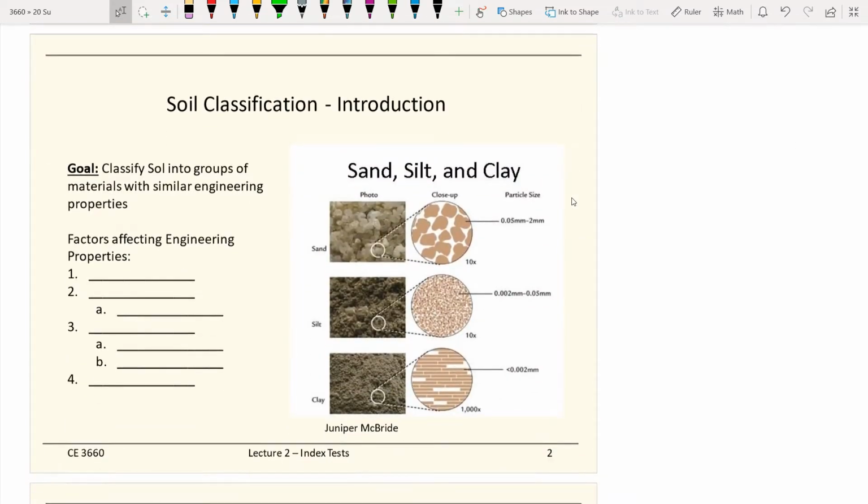So soil classifications. What is a soil classification system? What we try to achieve here is to classify soils into different groups of material with similar engineering properties. To get this job done, we think of what kind of different factors are affecting the engineering properties. If you're given soil samples, you think of what type of factors are affecting these properties.